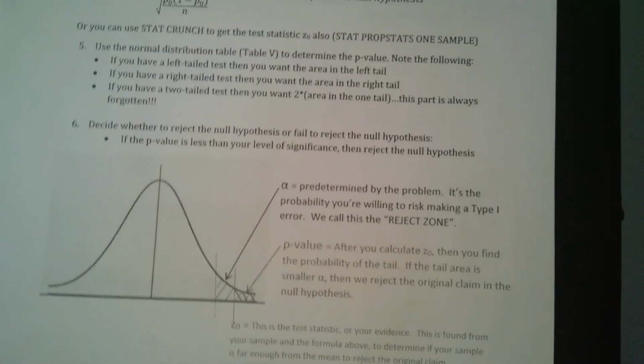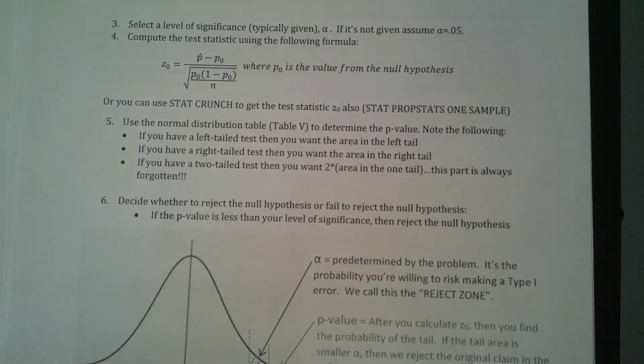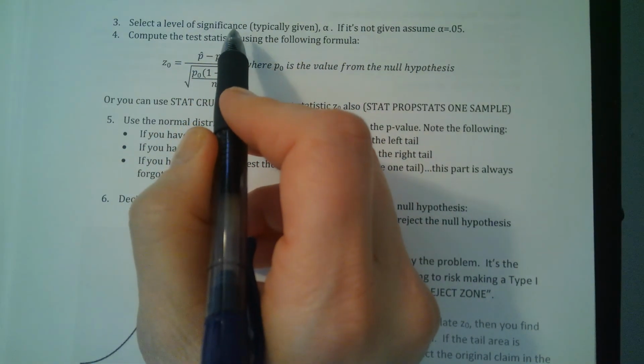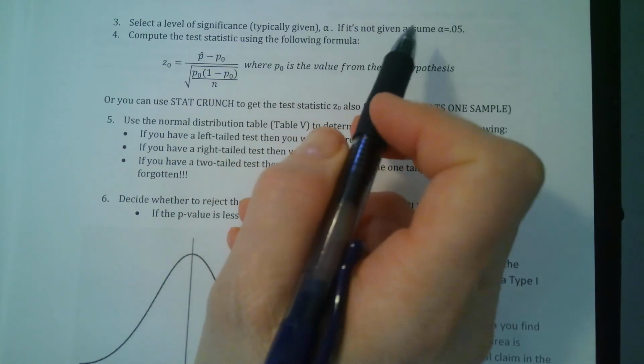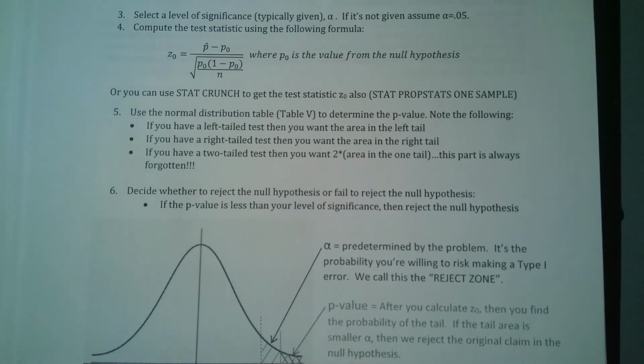The third step is selecting a level of significance. Typically this is going to be given to you because your level of significance is going to be the amount of risk you're willing to take in making a type 1 error. If it's not given, assume it's 5% because that is the most common type of error we're willing to accept.